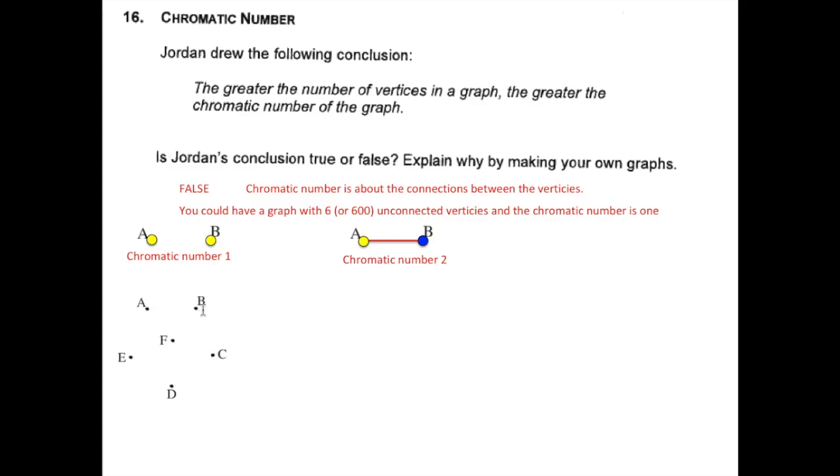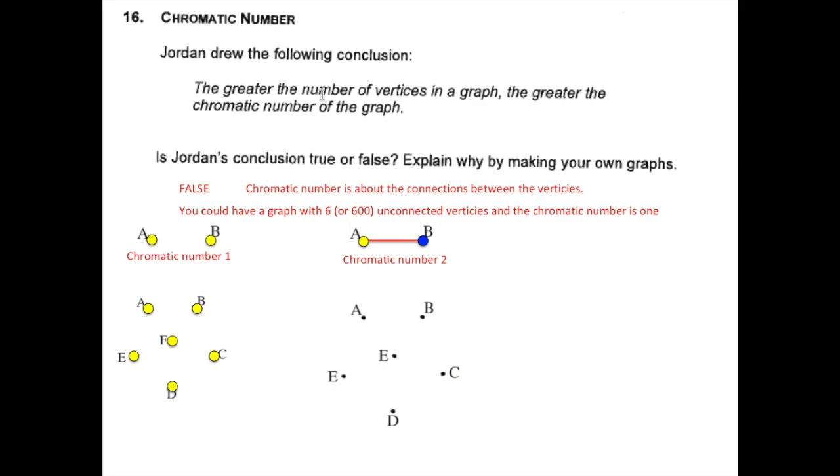Here I have 6 unconnected vertices. If I paint the A yellow, it's not connected to the B, so the B could be yellow, and the C could be yellow, and the D and the E and the F could be yellow. So this has a chromatic number of 1 because they're not connected. So this actually proves Jordan's theory wrong.